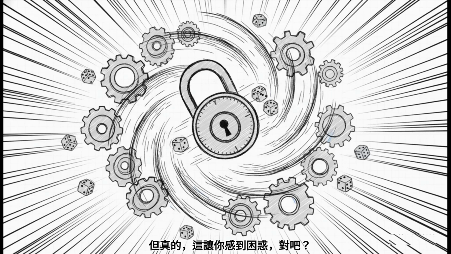But honestly, it kind of makes you wonder, right? If the entire security of a trillion-dollar network relies on nothing but blind, relentless guessing, what exactly does that tell us about the future of digital trust?